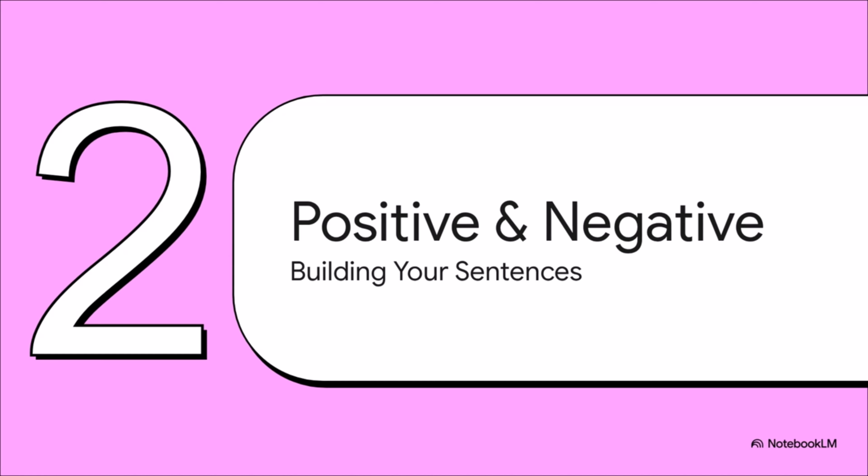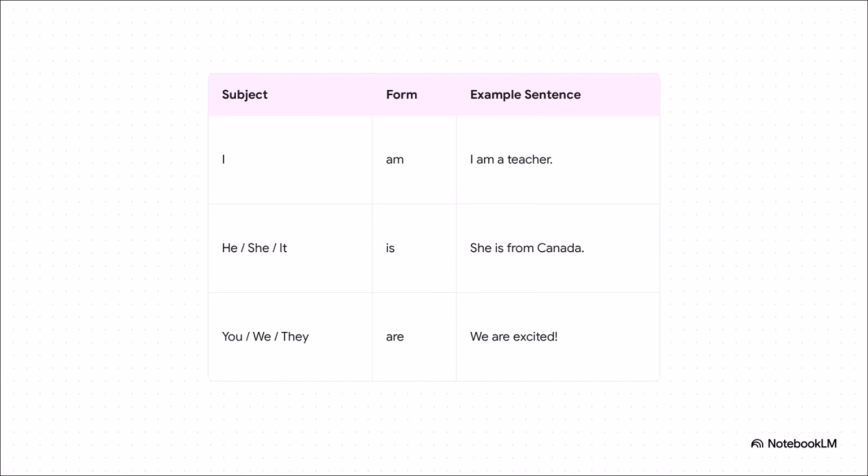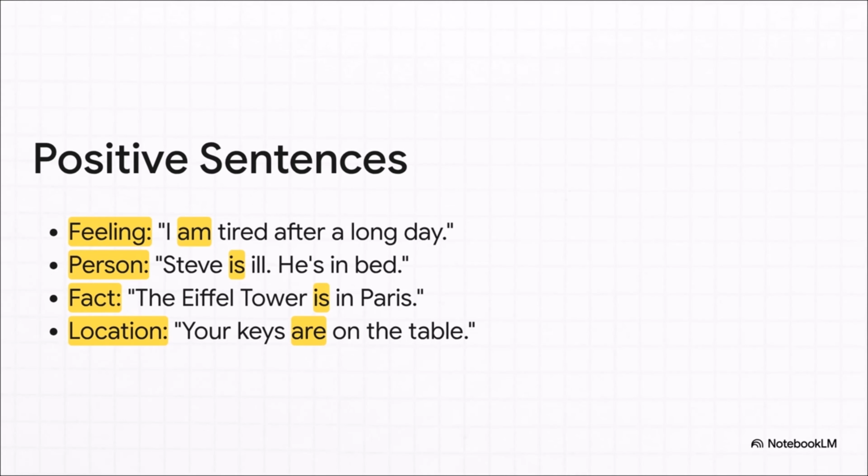All right, time to get our hands dirty and look at the tools. We're going to go through the basic rules for building positive and negative sentences. This is where you really start to get the feel for speaking the language. And you know what? The pattern is actually super simple. If you're talking about yourself, you always use am, always. For a single person or thing, he, she, or it, you're going to use is. And for you, or for groups like we or they, you use are. That's it.